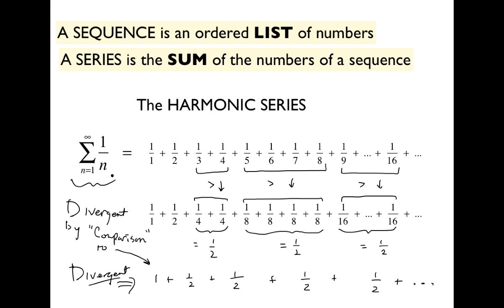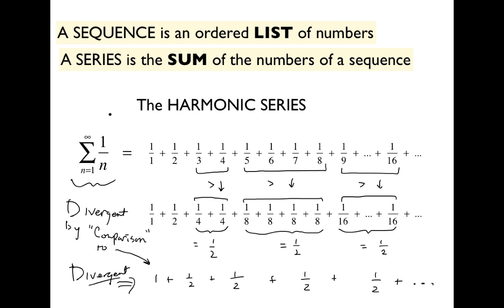What did that sequence do again? It went to 0, right? The sequence goes to 0. But what happened to the series? It diverged. Okay? So what do we have? We have that if the sequence doesn't go to 0 or diverges, your series diverges. That's the divergence test.